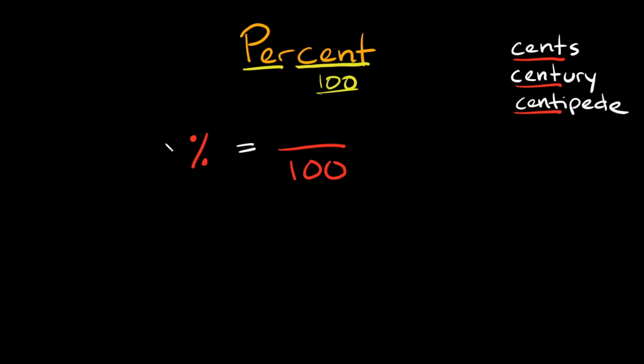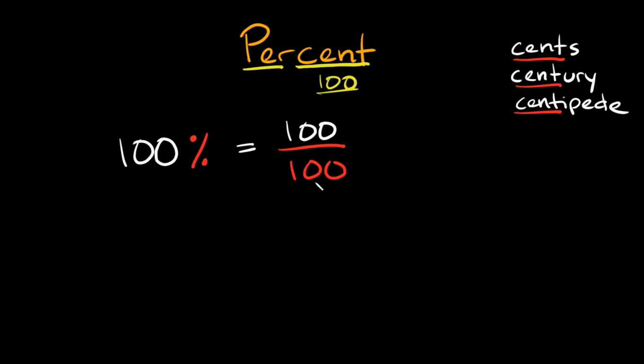Because if I had something like 5%, that would be equal to 5 over 100. Okay, if I had 46%, this would be the same thing as 46 over 100. Okay, or if I had 100%, this would be the same thing as 100 over 100.